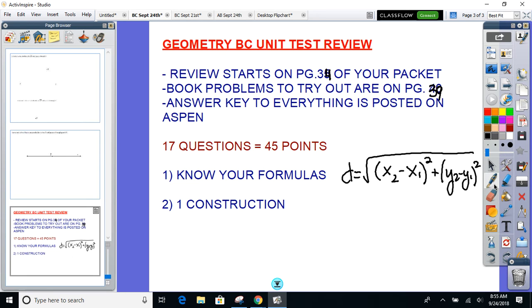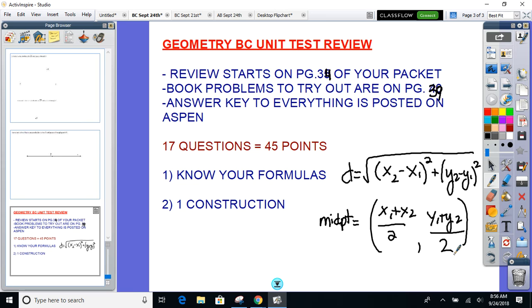Other formula probably I'm going to have to test you on. Midpoint formula. And what's the midpoint formula say? Add your x's, divide by 2, and add your y's, divide by 2. All right.